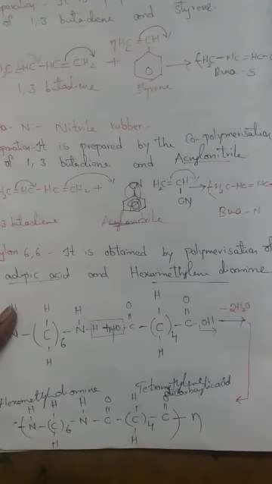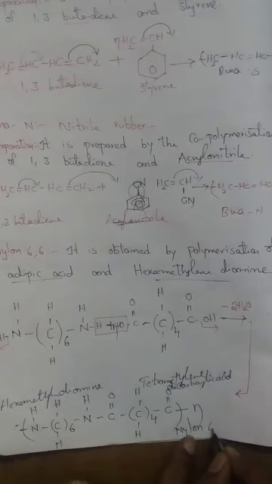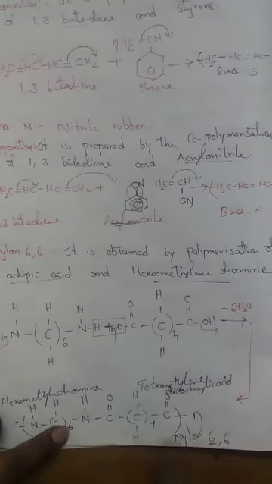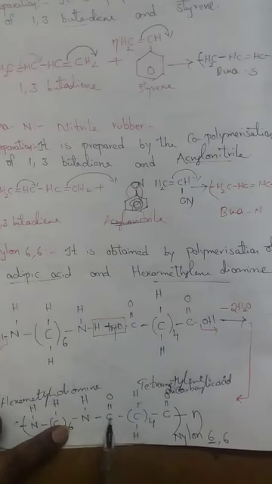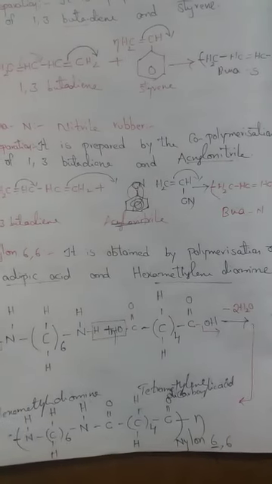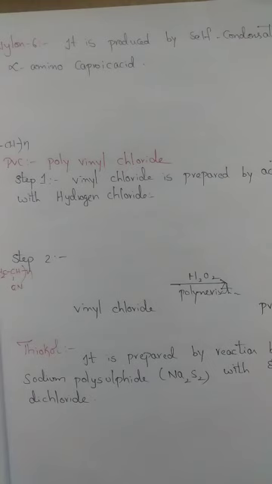This total structure is called nylon 6,6. The name nylon 6,6 comes from the first 6 resembling 6 carbons and the second 6 resembling 4, 5, 6. So that's why it is nylon 6,6. This is also one of the polymers or rubbers. Next we will see another one, that is nylon 6.